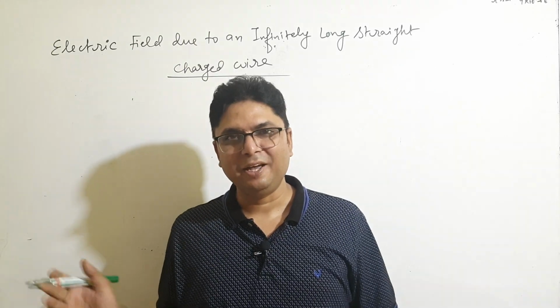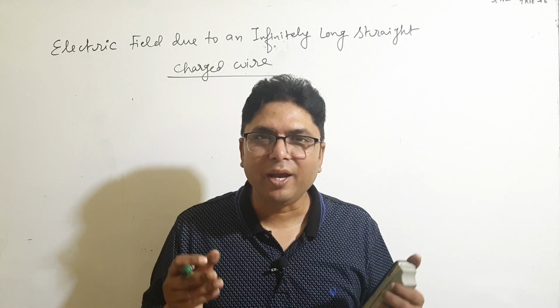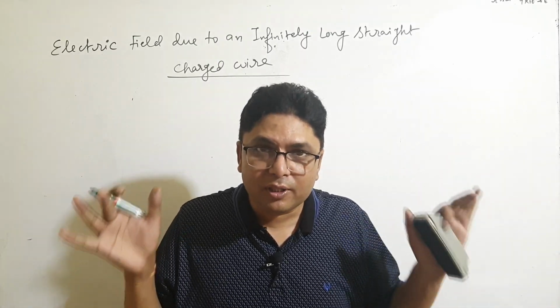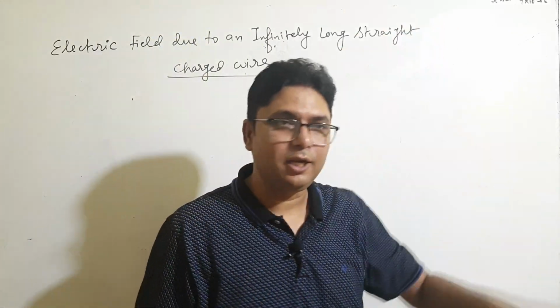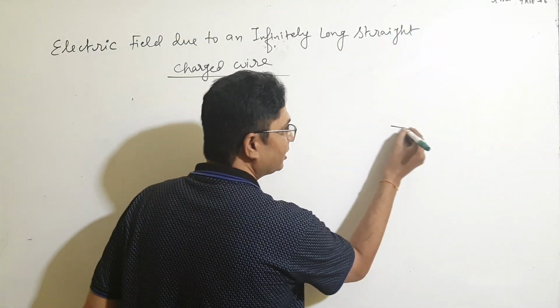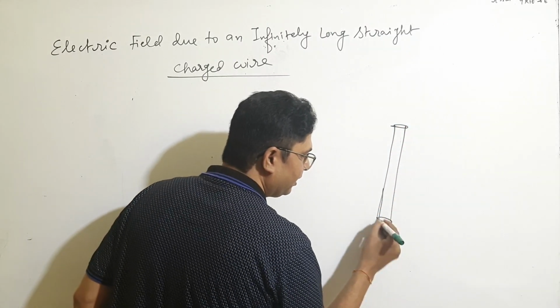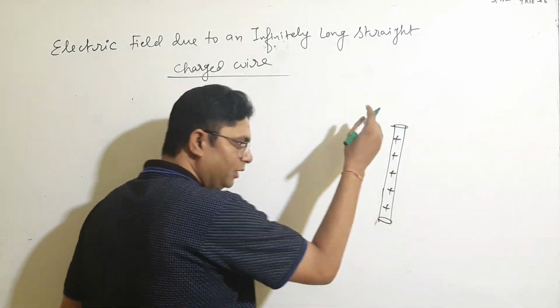So friends, let's learn electric field due to infinite charged line wire. For this, we have to take an infinite line charge wire cross section. So let us have a cross section of an infinite line charge wire. Let charge be plus here. So it is a wire.